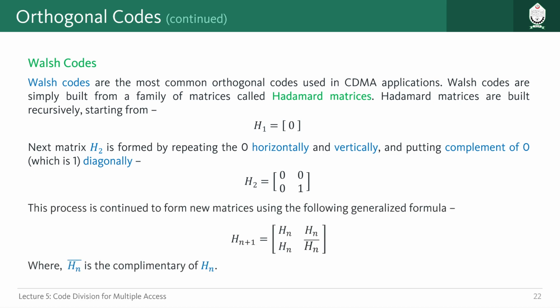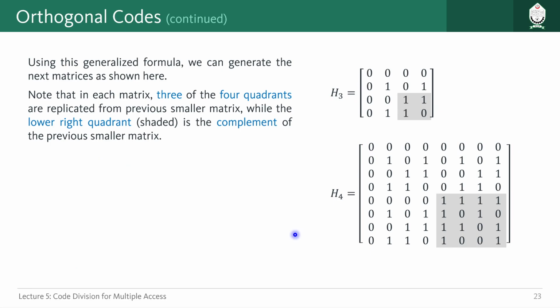So if I want to generalize this formula, basically the next member, which is H(n+1), will be built from H(n), the previous member of the Hadamard family, and basically we are going to just copy H(n) horizontally and vertically, and diagonally we are going to take the complement of this H(n) matrix. So here this portion is basically the complement of H(n). In this way we have to proceed and create new matrices. So using this generalized formula, we can actually generate new matrices from this family.